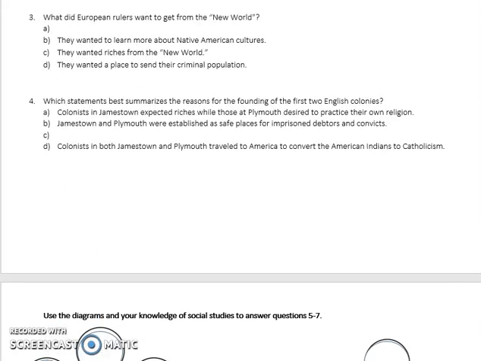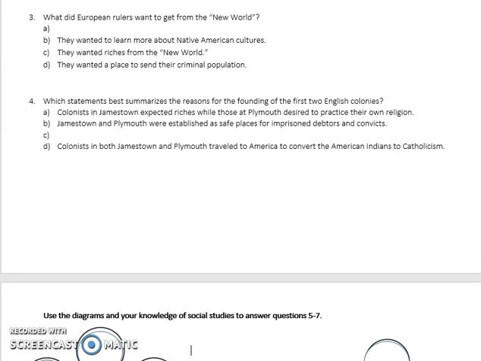Number 3. What did European rulers want to get from the New World? B. They wanted to learn more about Native American cultures. C. They wanted riches from the New World. D. They wanted a place to send their criminal population.